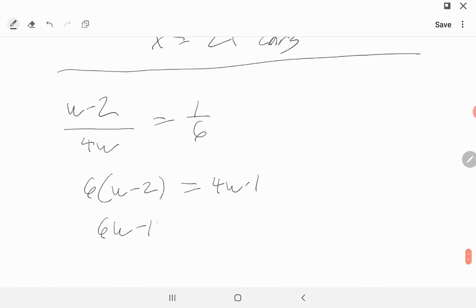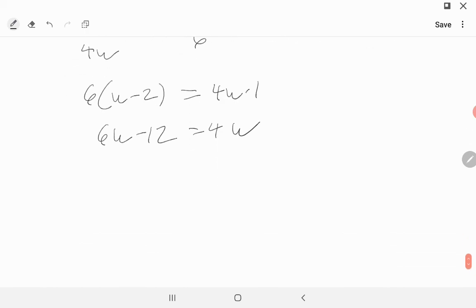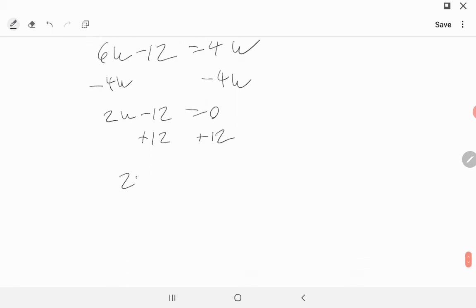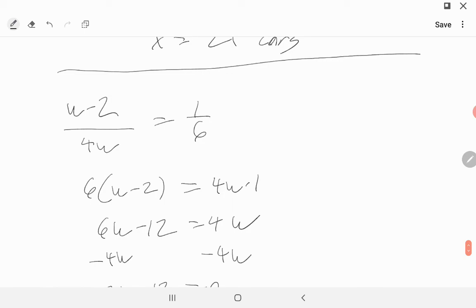So 6W minus 12 equals 4W. We can subtract 4W from both sides to get 2W minus 12 equals 0. Add 12 to both sides so that 2W equals 12. Divide both sides by 2, and W equals 6, and we have to verify that 6 doesn't cause any troubles for the denominator, and it doesn't. If W equals 6, we can check. We get 6 minus 2 divided by 24 is 4 divided by 24, which is indeed 1/6.